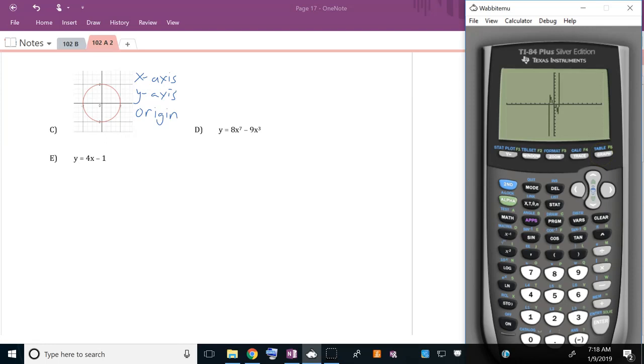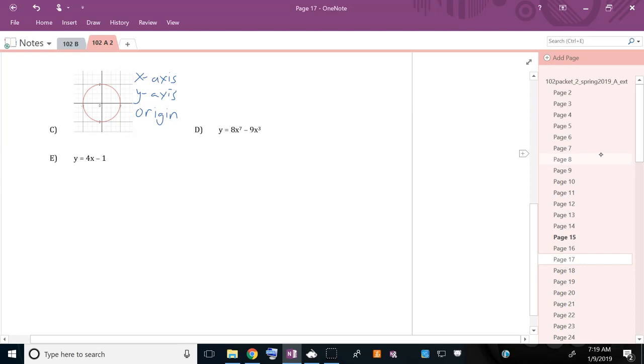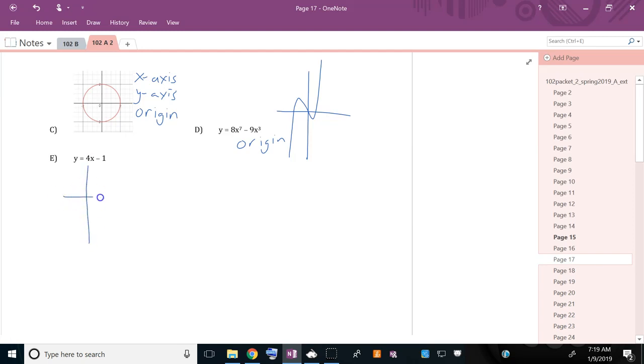So if you look at that, that looks like origin to me. And again, that graph looked something vaguely like that. Now that last one, E, y equals 4x minus 1, that is a linear function, which we can hopefully graph by hand at this point. But once again, we can use the graphing calculator if we need help as well.